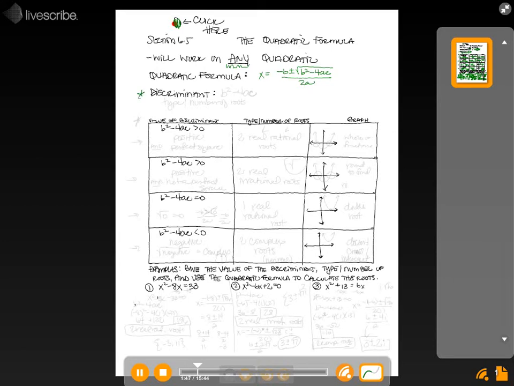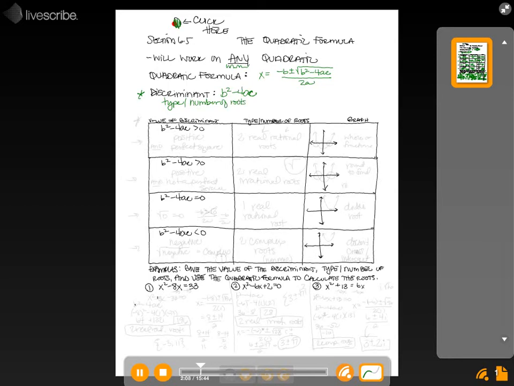The discriminant is also something you need to know. The discriminant is part of the quadratic formula. It's the b squared minus 4ac piece of it. What the discriminant does is it tells you the type and number of roots you will have, the number of answers you'll get to the problem.